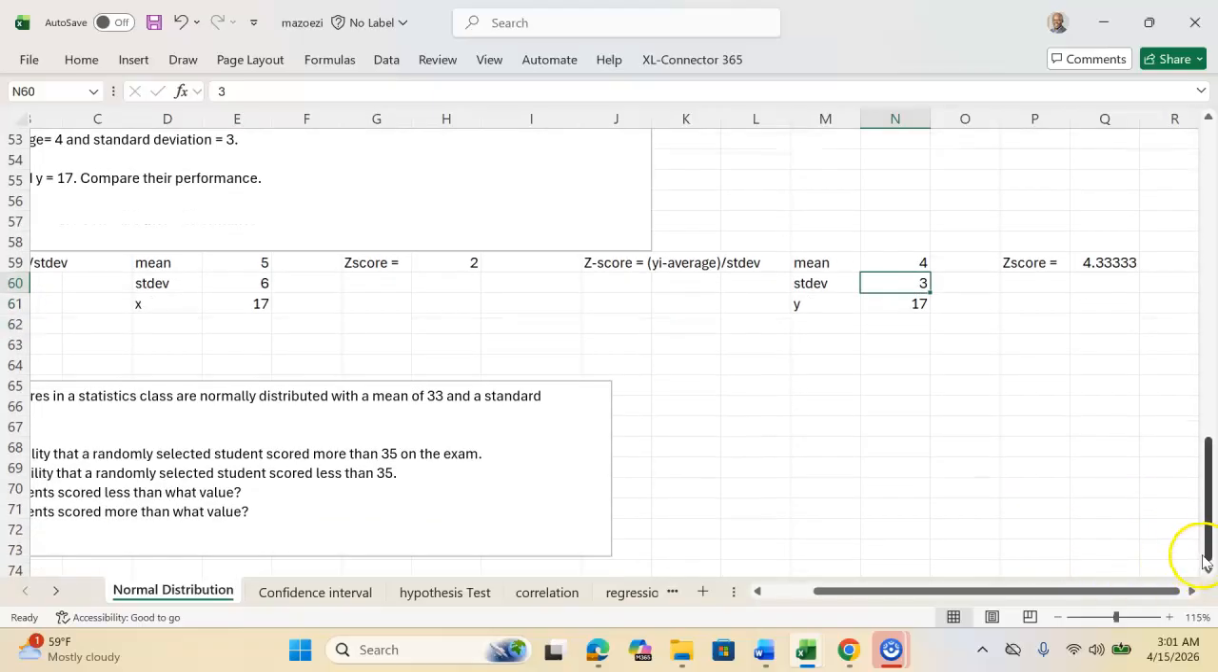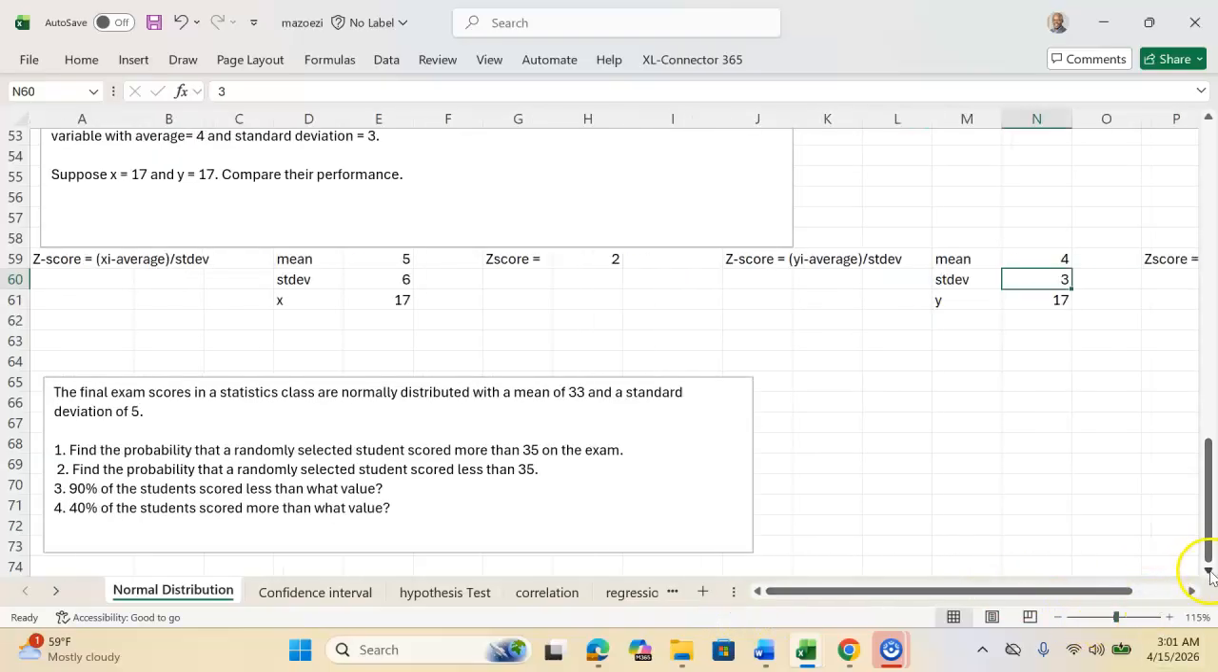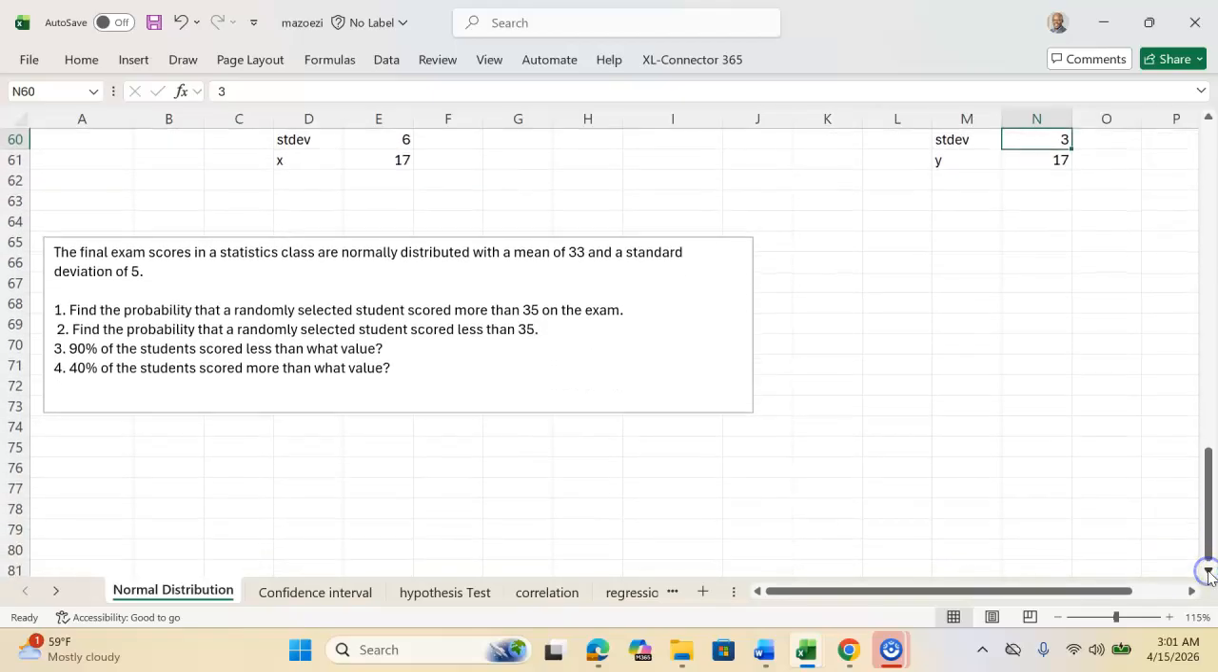So expect to get one question in the exam that looks exactly like that one.